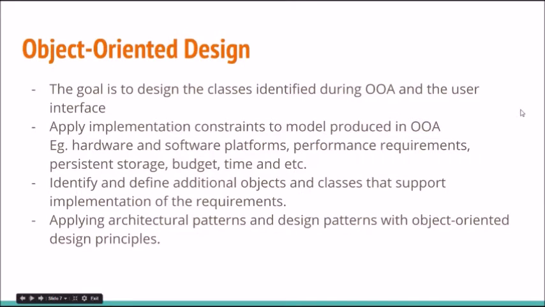Okay, so next we'll talk about object-oriented design. This stage comes after the object-oriented analysis stage. The goal of this stage is to refine and redesign the classes that were identified during the OOA stage. The developer will apply implementation constraints to the model produced during the OOA. These implementation constraints are not stressed during the OOA stage. For example, some of the implementation constraints are hardware, software platform, performance requirements, persistent storage, budget, time, etc.